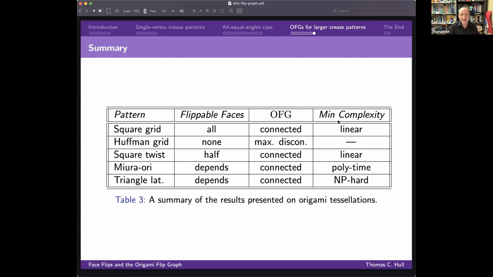But then as far as complexity, in terms of going from one vertex of the origami flip graph to another, and what faces you have to flip to do that: for the square grid, we can do that in linear time. Square twist, we can do it in linear time. The mirror Ori, it's polynomial time, a little bit harder though. And for the triangle lattice, NP hard. So lots of variety of complexity and structure in the origami flip graph going on here.